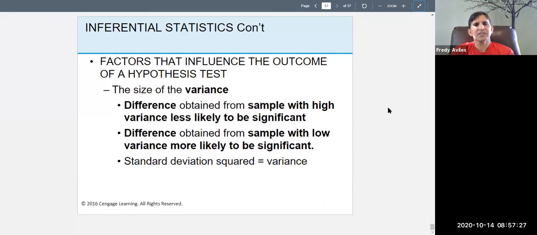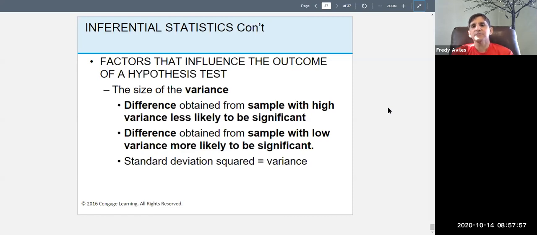Other things, the size of the variance. The variance, what the heck is that? That's something that you should have learned from statistics, but it says there at the bottom that the variance is related to the standard deviation. The standard deviation squared is equal to the variance. So here's a hint for you guys. Variance has to do with variability. The standard deviation has to do with variability. So does the variance. So this has to do with variability.